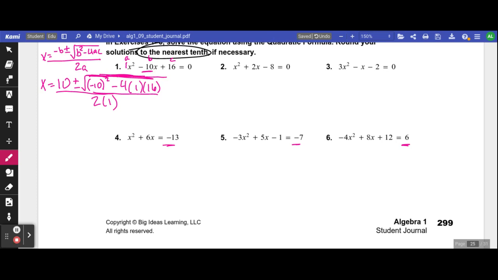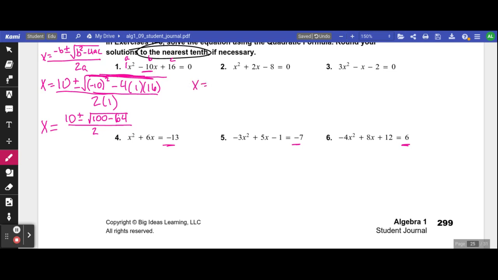Now we just have to go through and do the math. And it does take a little bit of time sometimes, which is all right. Got that 10 still, plus or minus. I've got negative 10 squared, which is positive 100. Okay, I've got negative 4 times 1, which is negative 4. And then negative 4 times 16 is negative 64. Right, over 2 times 1, which is 2.